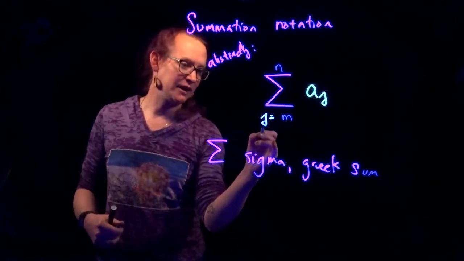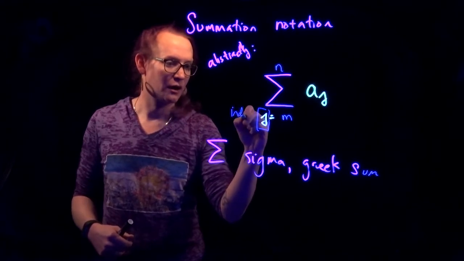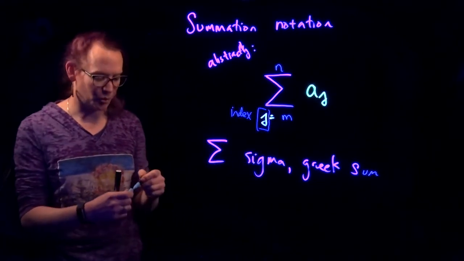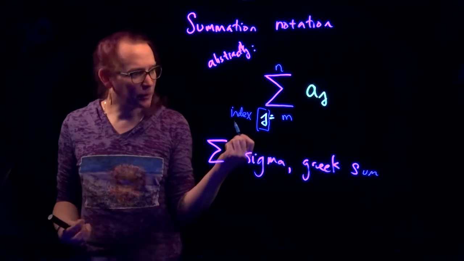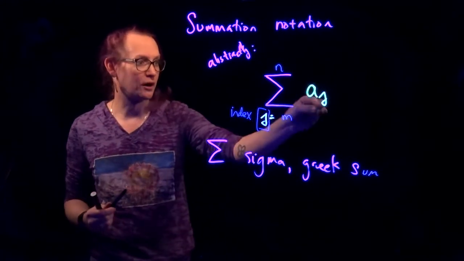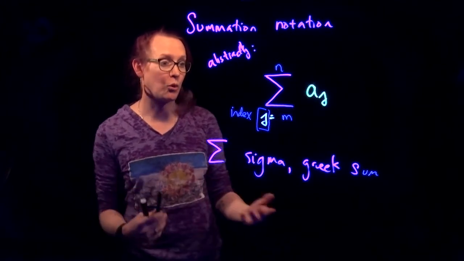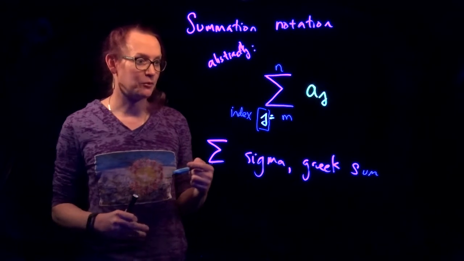This thing right here, this j, is what we call the index or the subscripting variable. And it's the thing that I'm going to look for in my expression over here to know what I'm supposed to do.